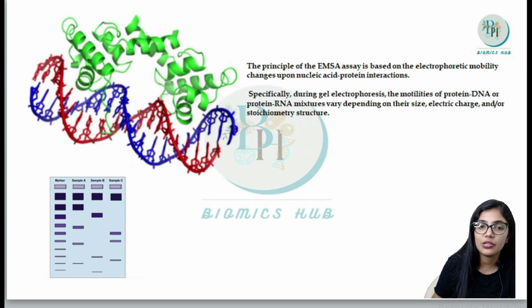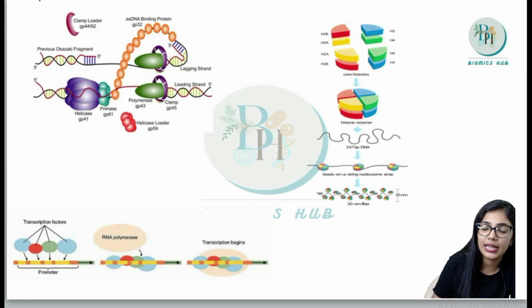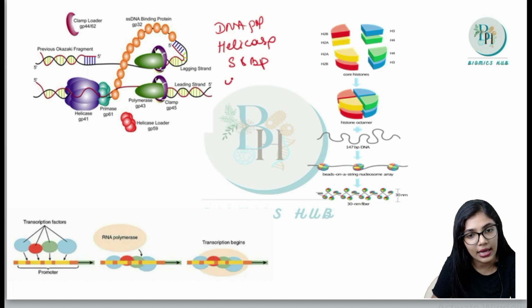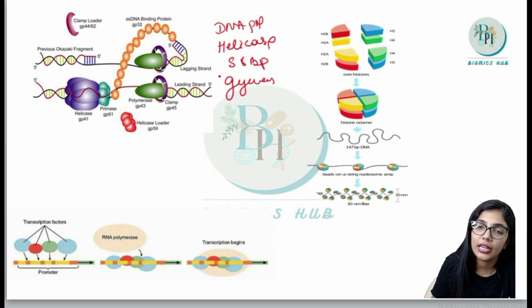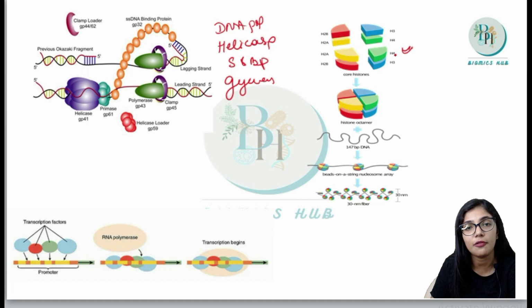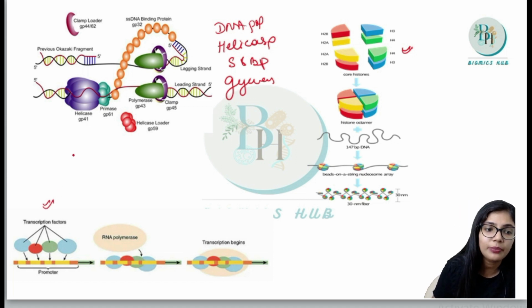So let us see what happens in the case of DNA. There are various types of proteins which interact with it. Take the process of DNA replication: the DNA is interacting with various proteins, like DNA polymerase, helicase, single stranded binding protein, and gyrase. These are some of the proteins interacting with the DNA for replication. In the same way, proteins called histones interact with the DNA for providing compactness. And there are various transcription factors which regulate the DNA by interacting with it.